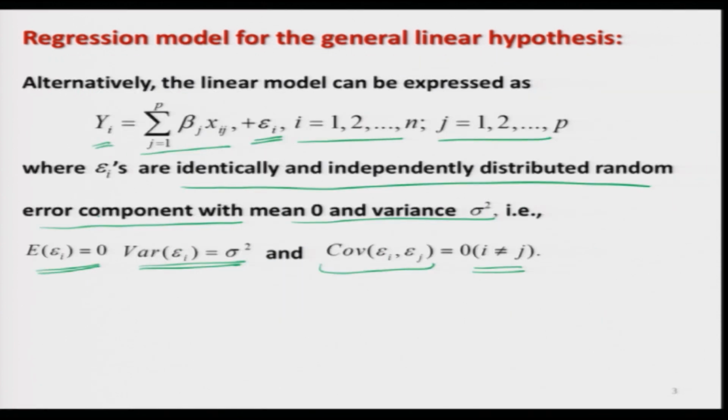Right. The only difference is that in this case you are trying to introduce a random error component, and this random error component takes care of all the factors which are going to affect yi, and somehow we are unable to take care of them. Because, for example, when you are conducting an experiment in a field, suppose you want to see what are the variables or factors that are going to affect the yield of a crop.